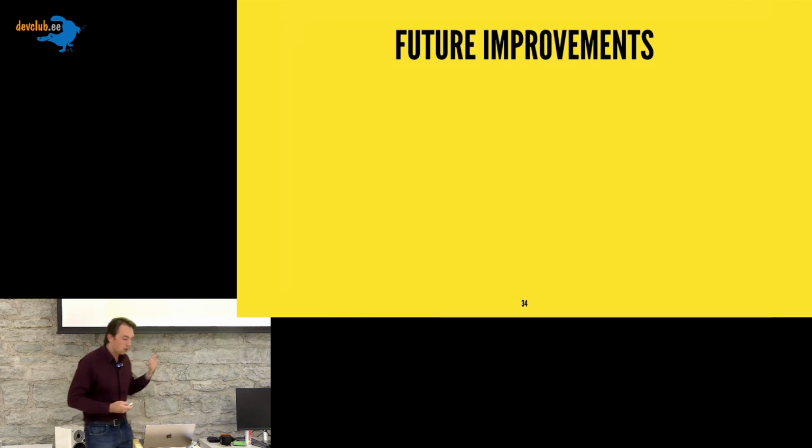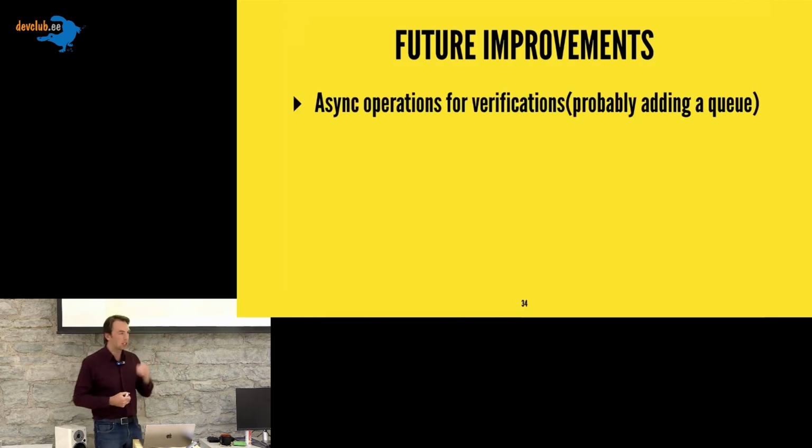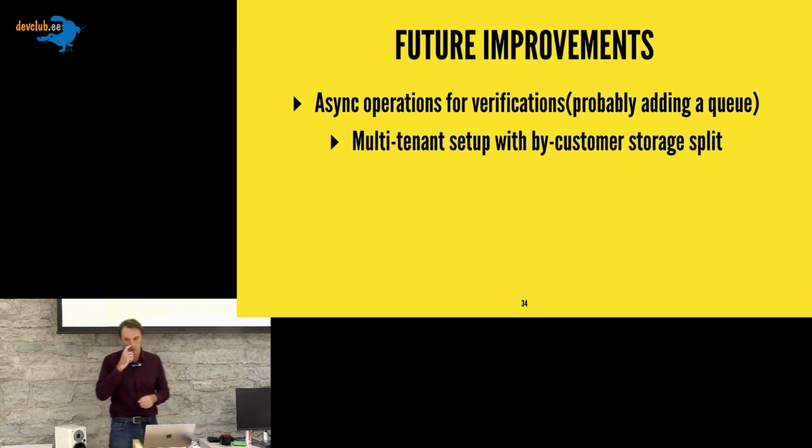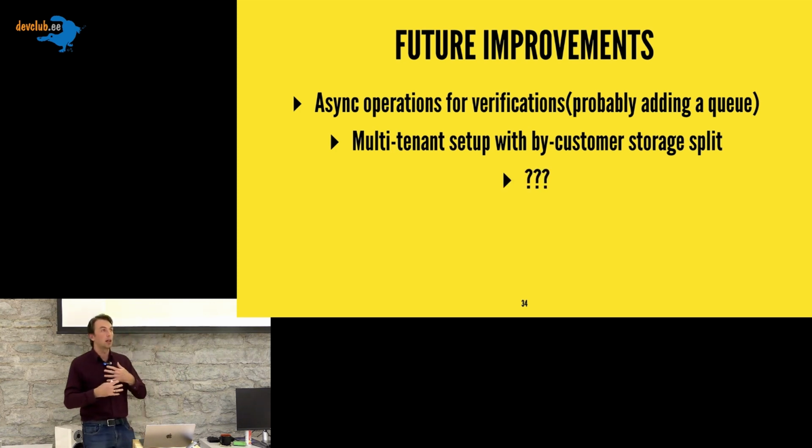Okay, so future improvements for this picture are probably async operations for verification. We'll just pick SQS for this when the load increases, and that will be fine and will be a very minor change to the architecture. Probably we will go with a multi-tenant setup, but again with the cloud it's very easy, no infrastructure management, nothing else. So yeah, and maybe some others. We can evolve this architecture very easily to fit the product market, whatever we discover.